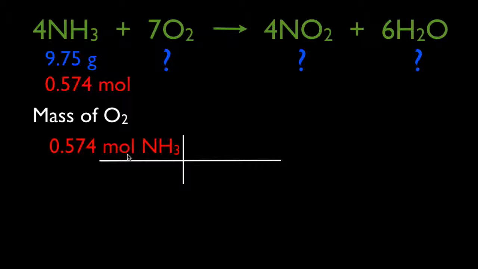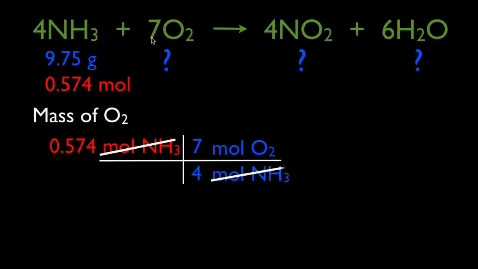Now I have moles of NH3 on the top over here. That means I have to have moles of NH3 on the bottom, so I'm just going to write it down like that. I want to get to moles of oxygen, so I put the moles of oxygen, the thing I want, on the top. And then I look at my chemical equation. What is the molar ratio? Well, it's 4 to 7. So I put the 4 in front of the NH3. That coefficient goes there. The 7 goes there. And now I can do my math, because you'll notice my moles of NH3 cancel, and I'm left with moles of O2. 0.574 times 7 divided by 4 gives me 1 mole of O2.